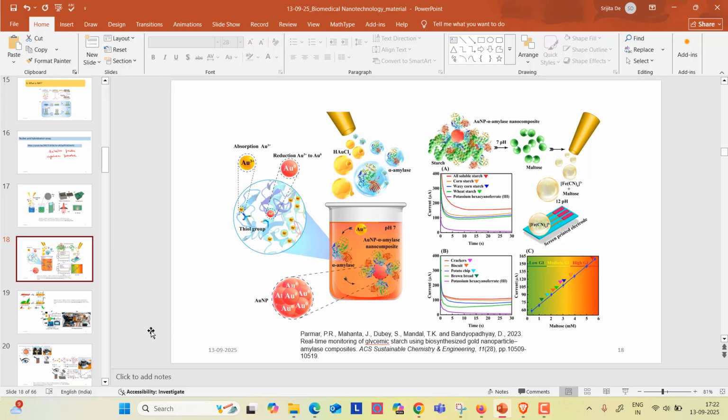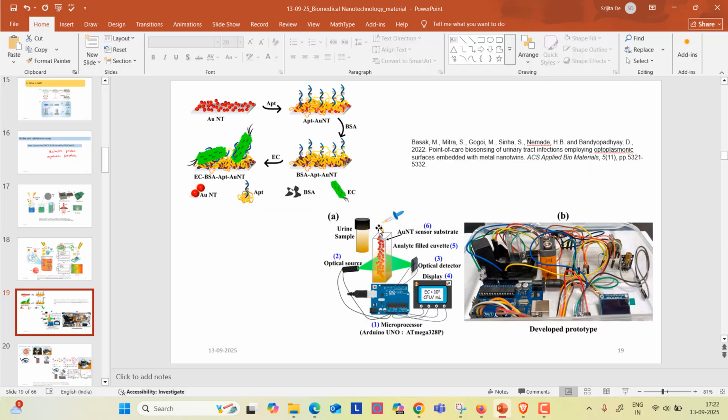Okay, so this is another LED LDR colorimetric based POCD device where they are detecting the E. coli bacteria with the help of this LED LDR system. Similar.